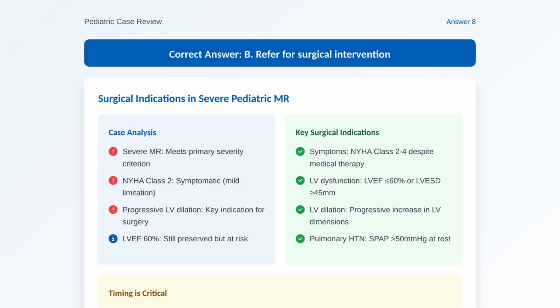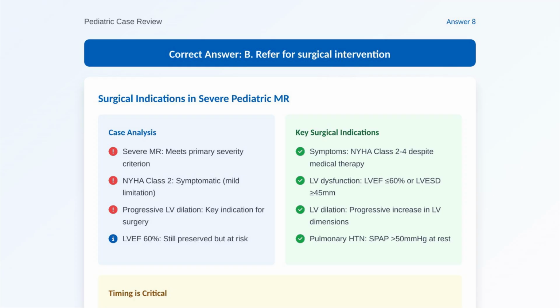Refer for surgical intervention. This 7-year-old patient with severe mitral regurgitation meets multiple criteria for surgical intervention. The presence of New York Heart Association Class II symptoms indicates mild limitation of physical activity due to cardiac symptoms, which is an indication for surgery in severe mitral regurgitation. More importantly, the progressive left ventricular dilation is a key surgical indication, as it signifies ongoing volume overload that can lead to irreversible myocardial damage if not addressed.